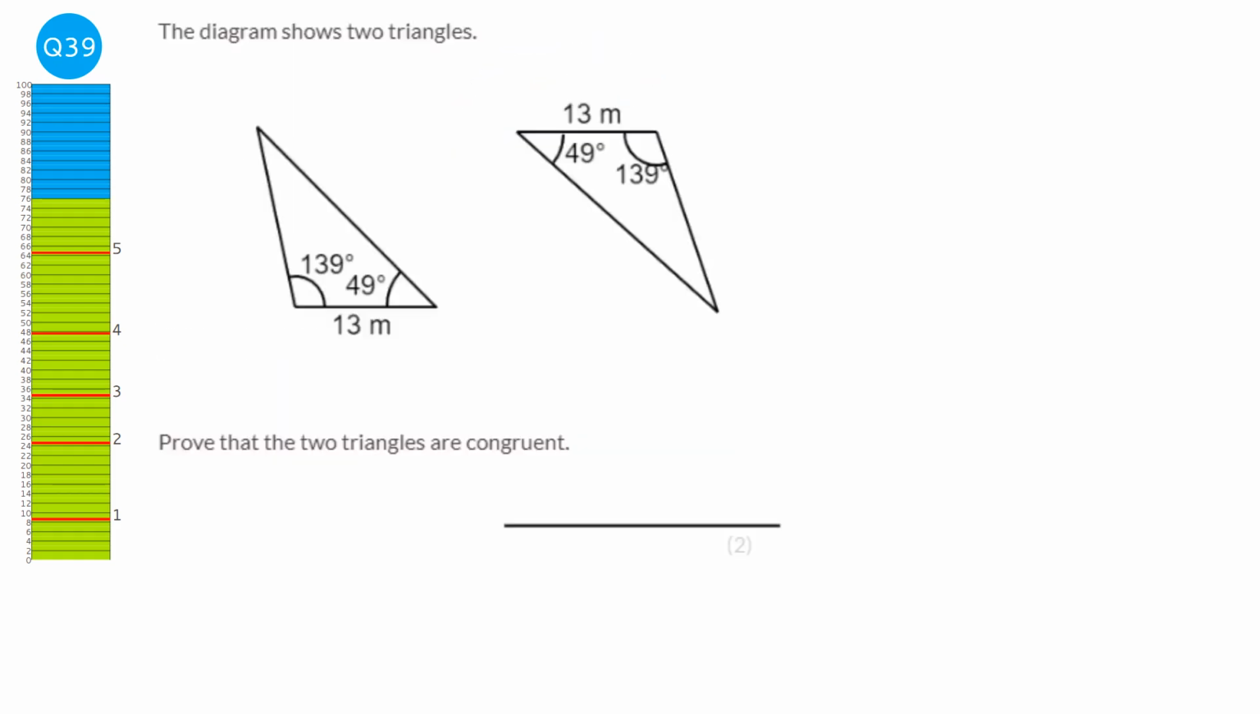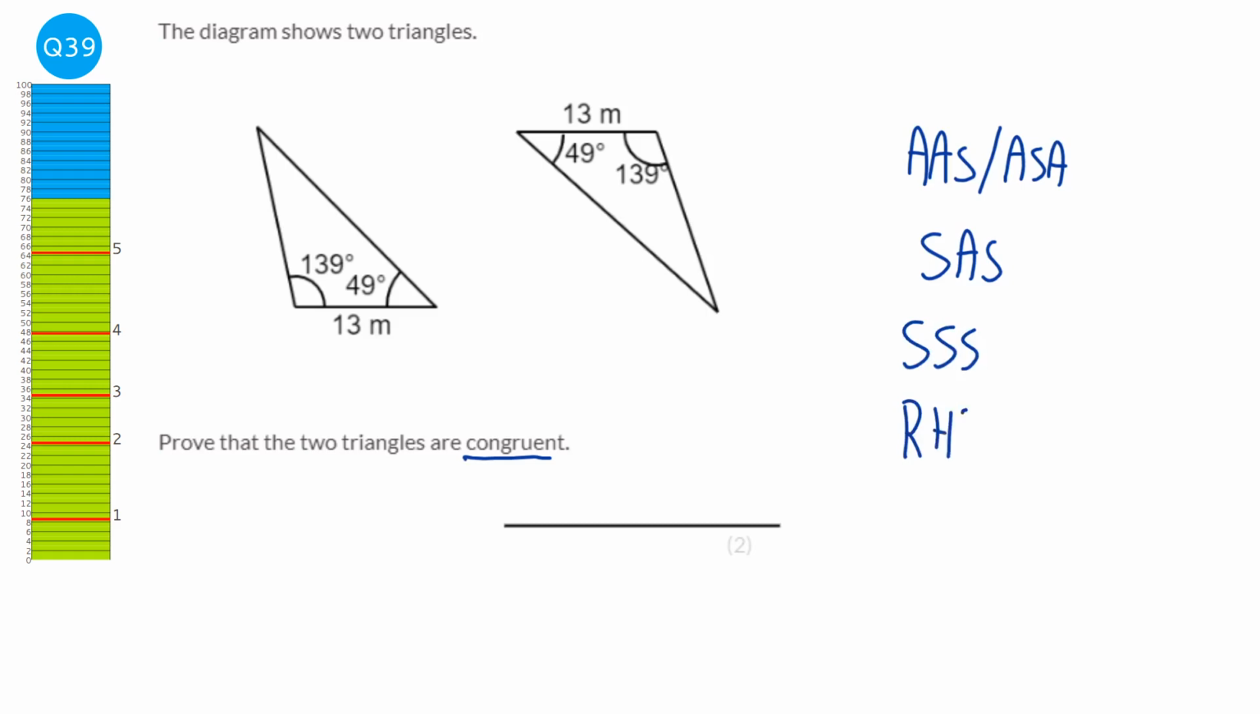When proving that two triangles are congruent, and congruent just means exactly the same, there are 4 different proofs. Either you can work out the 2 angles and a side in that order, or an angle, a side, and an angle in that order are the same. A side, an angle, then a side again are the same. 3 sides are the same, or we've got right angle, hypotenuse, and side.